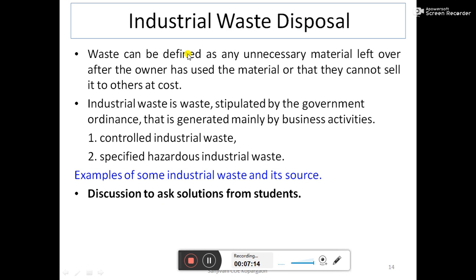Industrial waste disposal. Waste can be defined as any unnecessary material left over after the owner has used the material, or that cannot be sold to other actors. Waste means no use; the use is over. Industrial waste is waste stipulated by government ordinance that is generated mainly by business activities. Control of industrial waste, specified hazardous industrial waste. Discussion: examples of industrial waste and its resources. Students are asked for solutions. So this is the discussion topic.